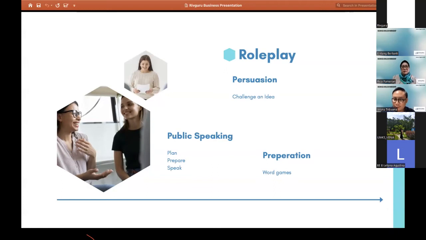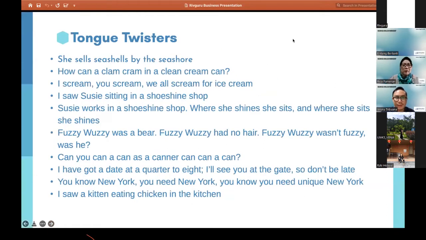Maybe you've heard of word games before, I'm not sure, but if you pay attention to newscasters, the people who present the news on your TV, they usually have some certain practice before delivering the news. One of them is word games. I'll give you an example of pretty simple English word games. One of the word games is tongue twisters. Maybe you've heard of these before? Okay, so I saw Susie sitting in a shoe shine shop.